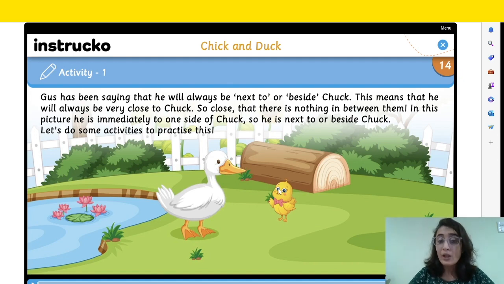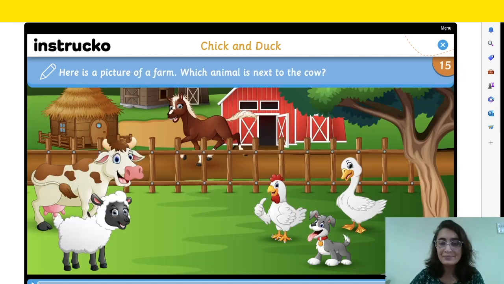Okay. Now can you tell me, there's a wood log also. Can you see this wood log? Now can you tell me, this wood log is beside Chuck or beside Gus? Correct answer. This wood log is beside Chuck. See, this is Gus, then Chuck, and then there's a wood log. How can we say that the wood log is beside Chuck? See, because there's nothing between Chuck and the wood log. You understand? Okay, now let's do some other activities to practice the concept next to and beside.